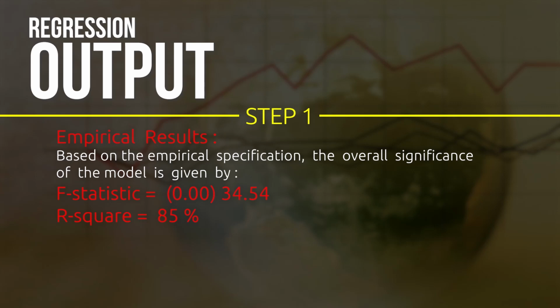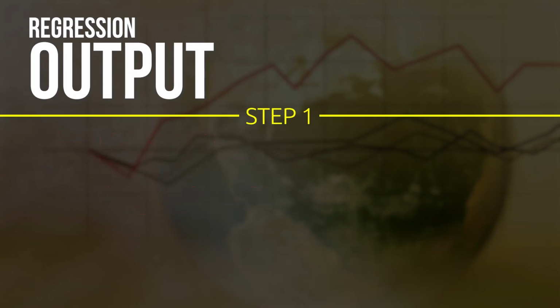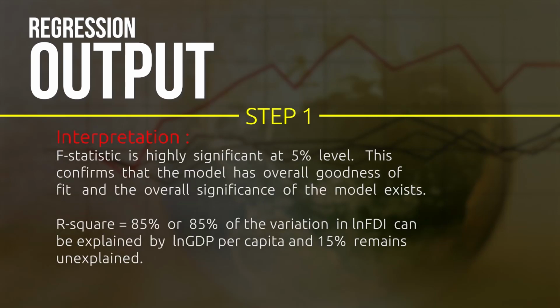So there is an overall significance of the model, and so the beta coefficient and the alpha coefficient significantly affect the ln FDI. Moreover, we get R square of 85%. This is also a very important indicator of goodness of fit, because 85% of the variation in the dependent variable, which is ln FDI, can be explained by the independent variable ln GDP, and the 15% remains unexplained.